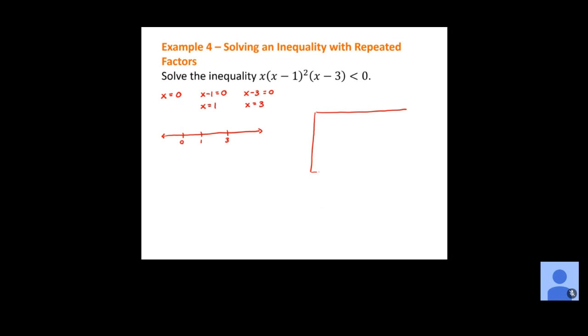Now this time we're actually going to have 4 intervals since we have 3 points dividing them. And so our first interval is actually going to go from negative infinity to 0. Then we're going to have another interval that just goes from 0 to 1. The next interval goes from 1 to 3. And our last interval is going to go from 3 to positive infinity.